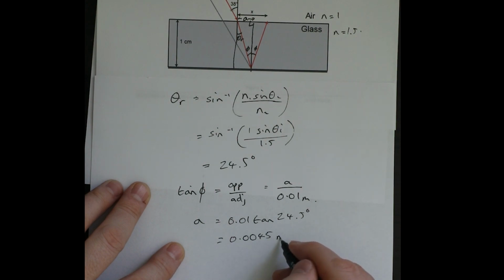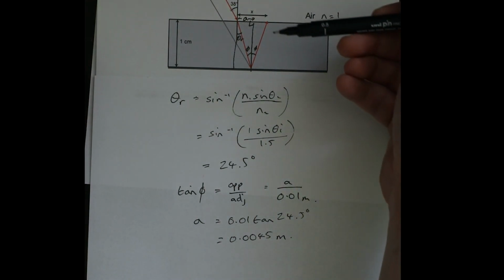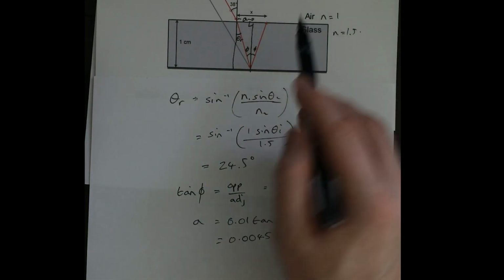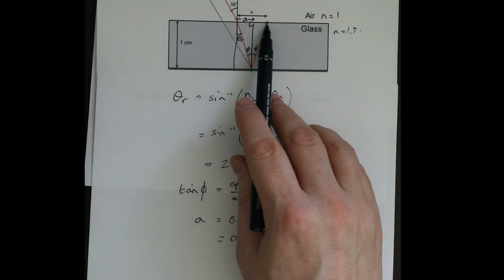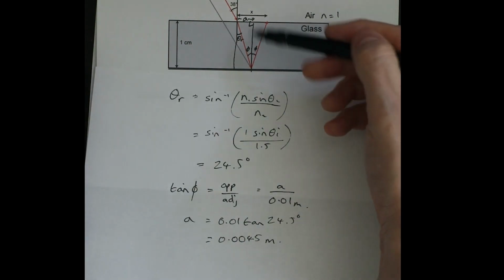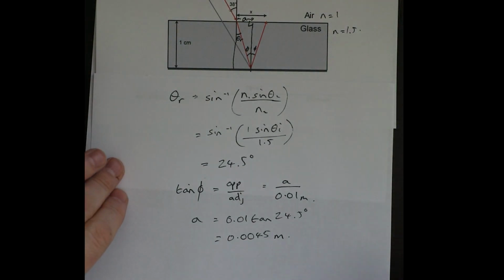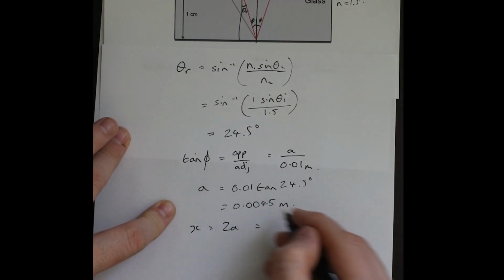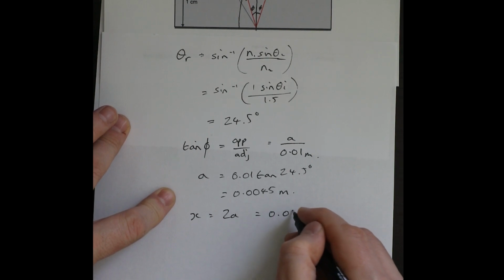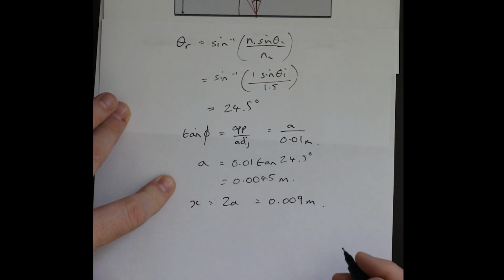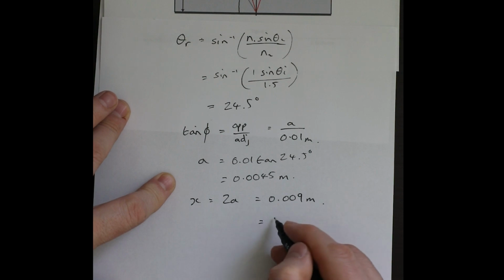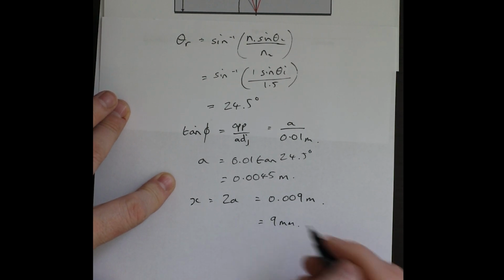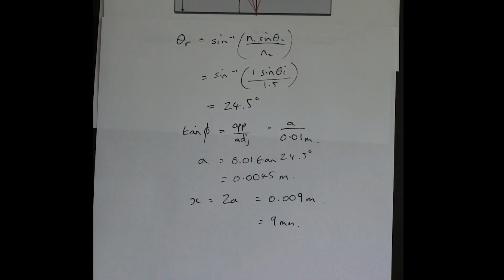And if I calculate that, then a gives me a value of 0.0045 meters. Going back to my diagram here, I know that x is going to be equal to double a, because that side length there is going to be a as well, because that's just a mirror image of the triangle I've been using. So x is equal to 2 times a, which is equal to 0.009 meters, or I can express that as 9 millimeters. Just multiply that by 1,000, because there are 1,000 millimeters in a meter. Okay, and that's it. That's the solution to part 6.